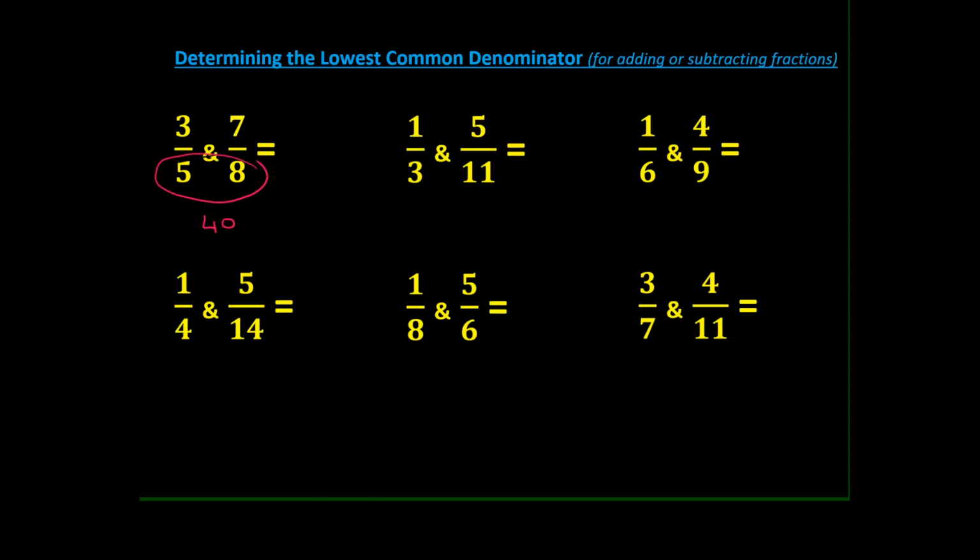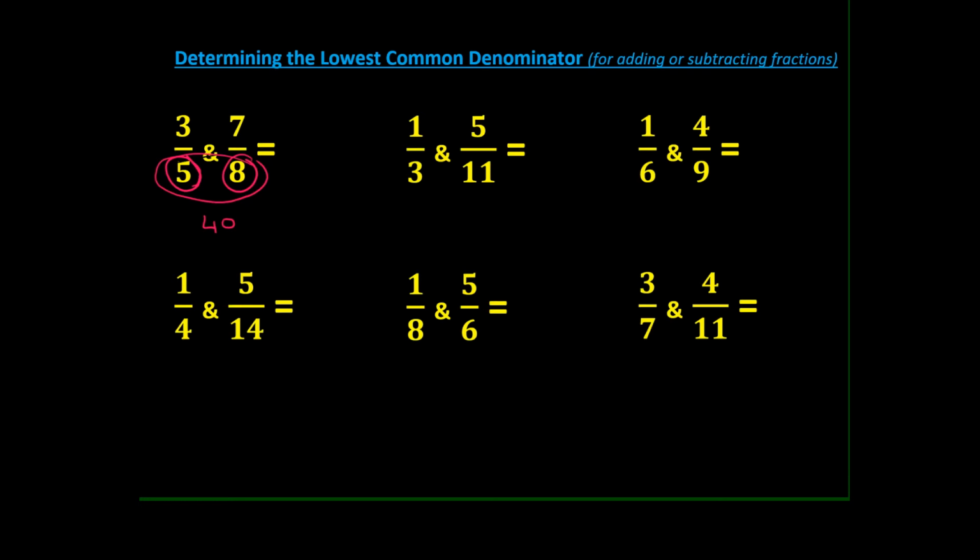And it comes down to looking for shared factors. So if I look at 5 and 8, other than 1, they do not share a common factor. That is, there is no number that goes into both of them evenly. When that is the case, multiplying them together will give you the lowest common denominator.